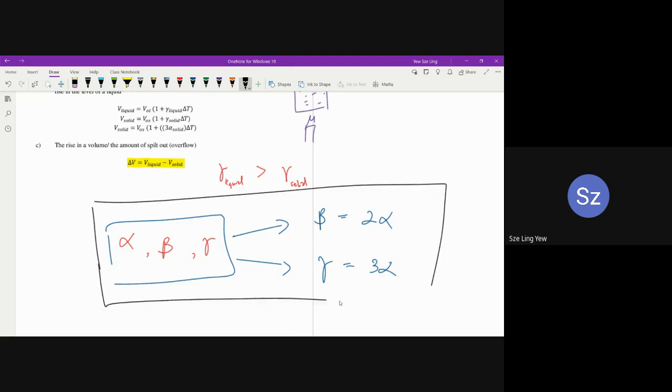Dalam nota kamu, dia tercicir equations ini. Okay, dia terlupa nak tunjuk hubungan antara beta, alpha dengan gamma. So you catat, okay, catat dalam buku kamu.